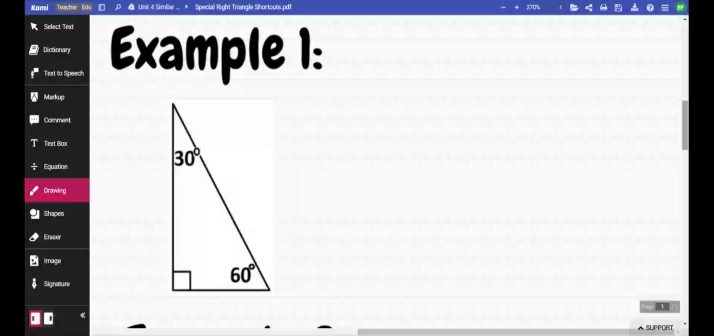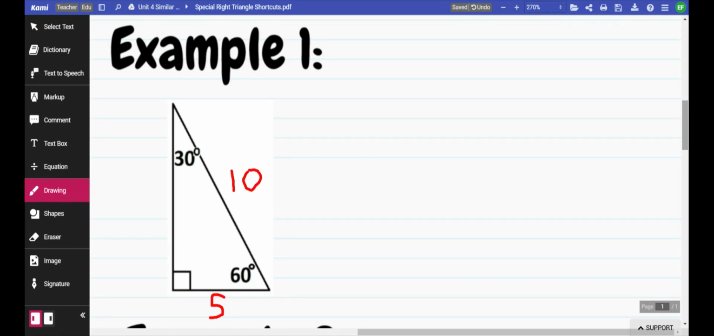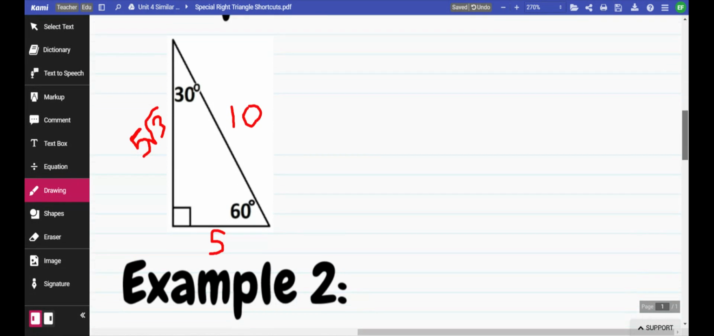Let's go through our first example. Start you off easy. Let's say that our short leg here has a length of 5. According to our rule, our hypotenuse is going to be twice as large. And then our long leg is going to be radical 3 times larger than our short side. Short side is 5, and our long leg is going to be 5 times the square root of 3.